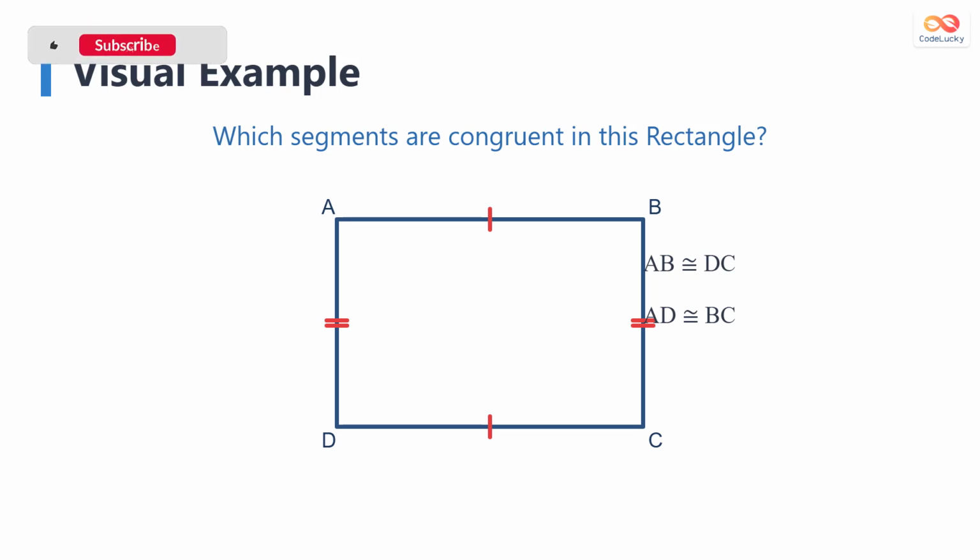Let's look at this rectangle. You can see that the top side and the bottom side both have one tick mark. This means side AB is congruent to side DC. The left and right sides have two tick marks, meaning side AD is congruent to side BC.